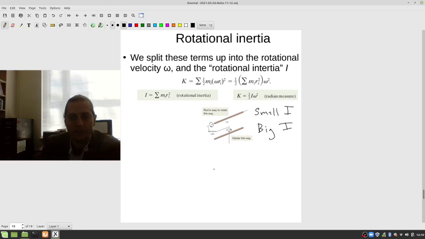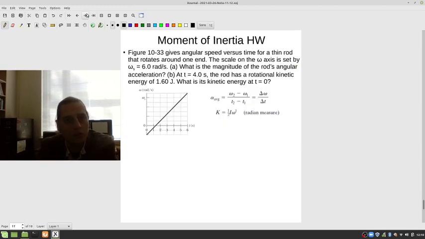Okay, on Monday we're going to extend that idea using integrals. But not today. Let's just do one quick example, and this should be enough to get you through your homework. So it says figure 10-33 gives angular speed versus time for a thin rod that rotates around one end. The scale on the omega axis is set by omega s equals 6 radians per second. It asks, what is the magnitude of the rod's angular acceleration?